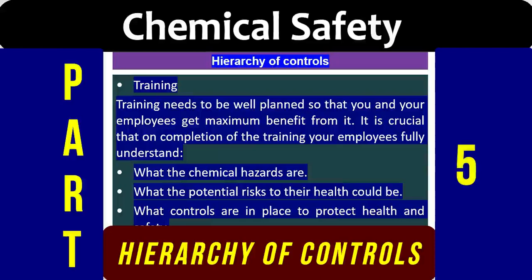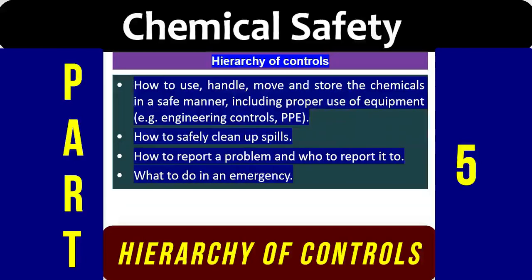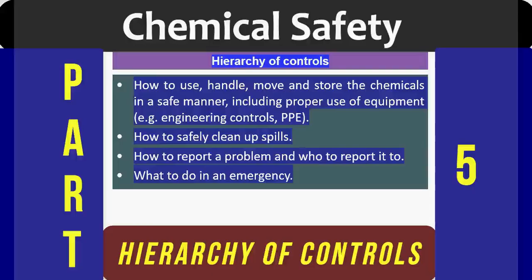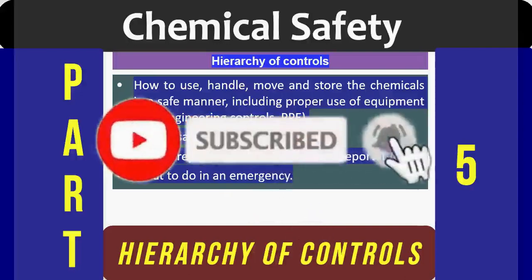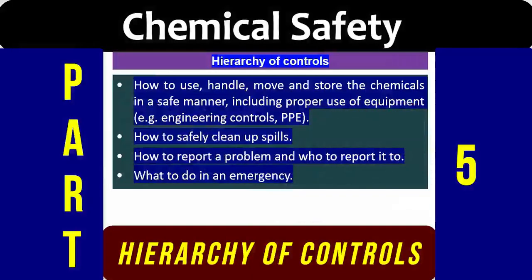Remember, we are talking about the training that is related to chemical safety at work. After the training, your employees should be able to know how to use, handle, move, or store the chemicals in a safe manner, including proper use of equipment, for example, engineering controls or personal protective equipment. In the case of any incident or accident on site, how to safely clean up spills, how to report a problem, a near miss, an incident or an accident, and who to report it to. And lastly, what to do in an emergency situation if there is a chemical incident.